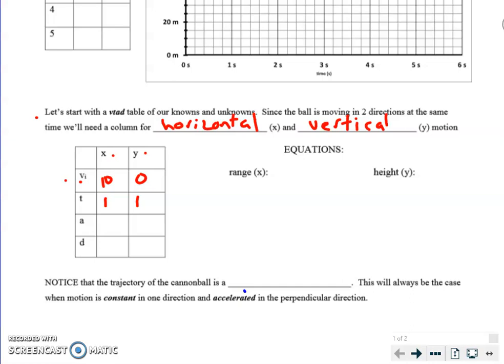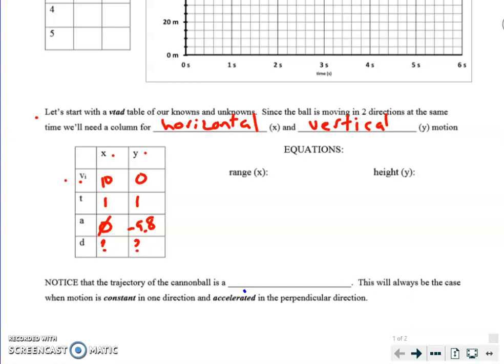Horizontally, it's constant motion. That's key, so the acceleration, therefore, is 0. And vertically, it's negative 9.8 because it's accelerating downward. Lastly, what's our distance that it's going to be? Well, that's what we're looking for. We're looking for where it is in the x direction and where it is in the y direction. So let's take each one in turn.